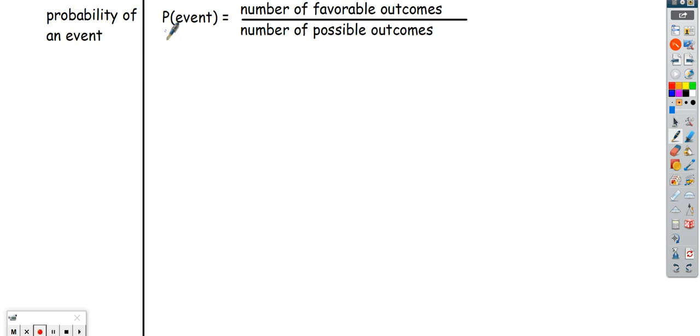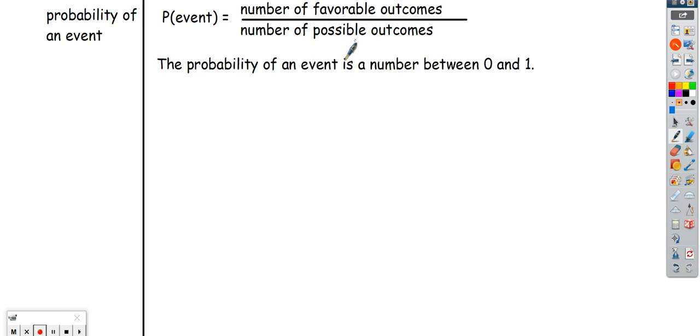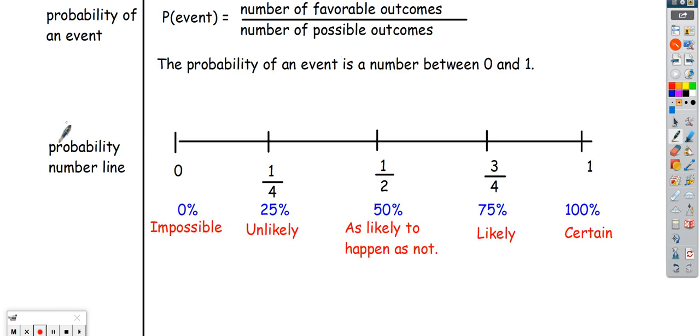Probability of an event can be written this way: an uppercase P with the event, whatever it is, in the parentheses. To find the probability of an event, we put the number of favorable outcomes, the things that we want to have happen, over the total number of possible outcomes. When we find the probability of an event, we need to use a probability number line to determine whether it's impossible, unlikely, as likely to happen as not, likely, or certain to happen.